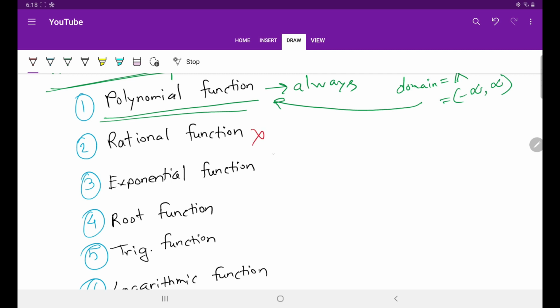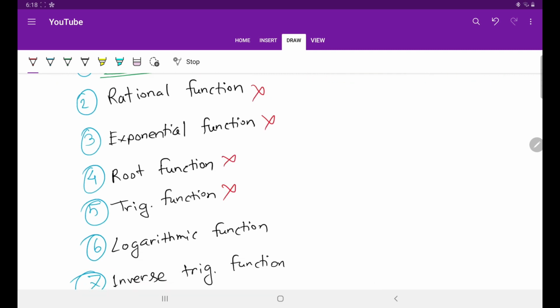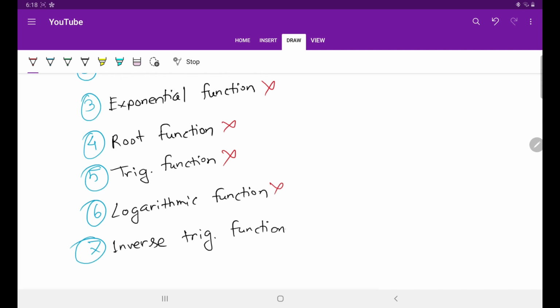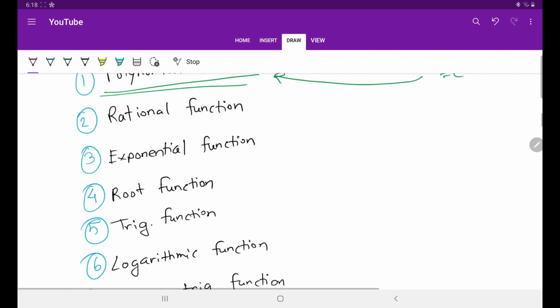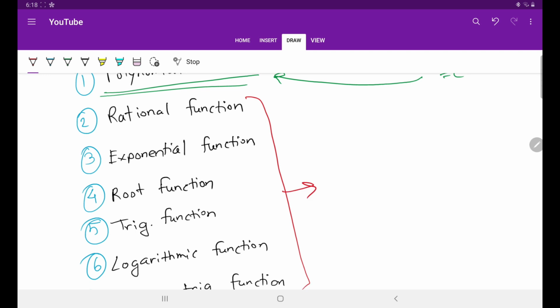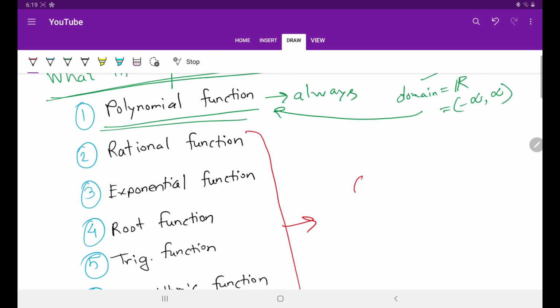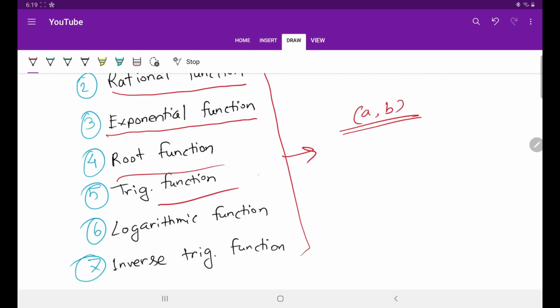It's not the same for rational, it's not the same for exponential, it's not the same for root, trigonometric, logarithm, and inverse trigonometry. In order to make these cases right, we can say that, let's say the domain is a to b. If the functions belong to this range, then we can say that this rational function is continuous in this domain, this exponential function is continuous on this domain, like this.